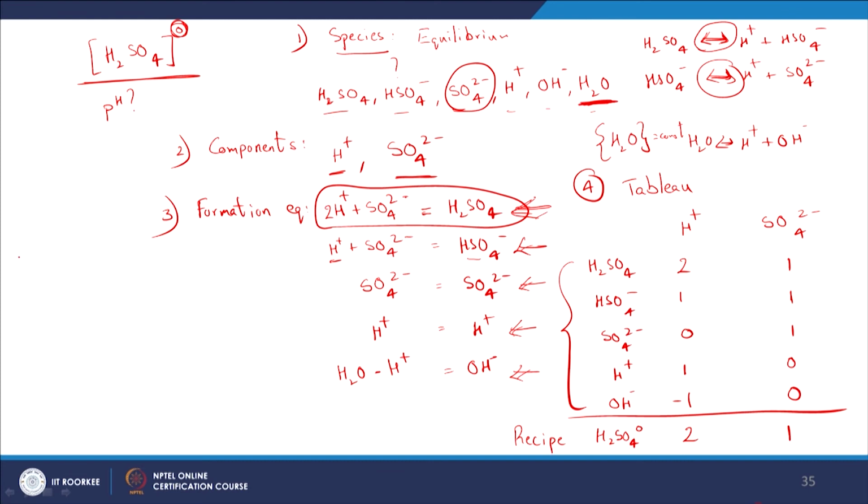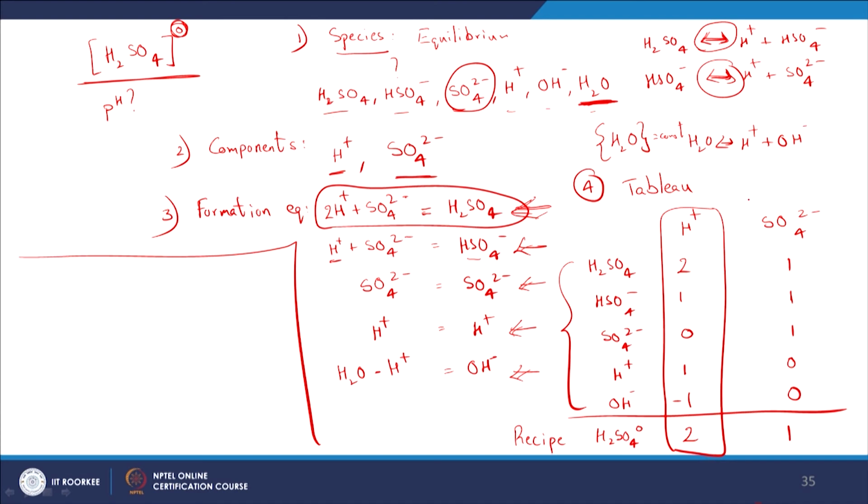So I will continue the workout here. And so the total component balance for H plus, or H total, is equal to 2 times the concentration of H2SO4, plus 1 times the concentration of HSO4 minus, plus 1 times the concentration of H plus, minus, or plus 1 into minus 1, times concentration of OH minus, right.